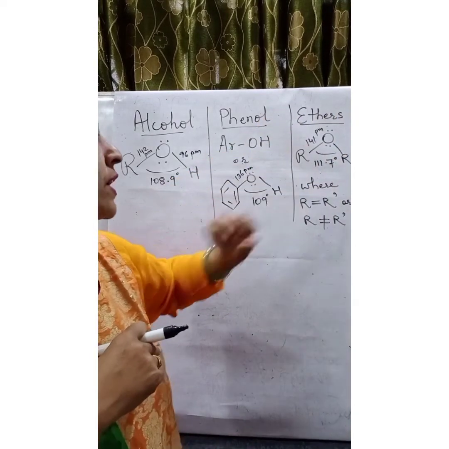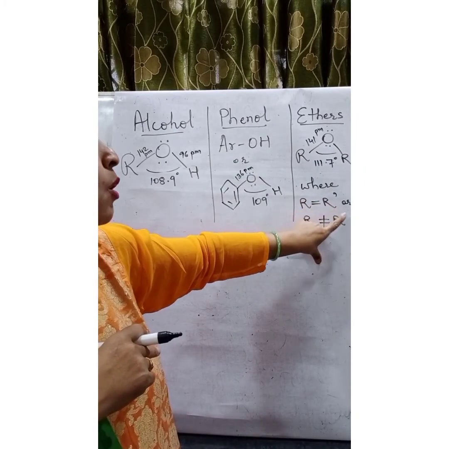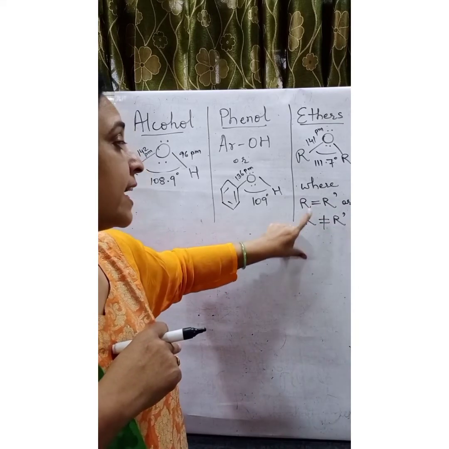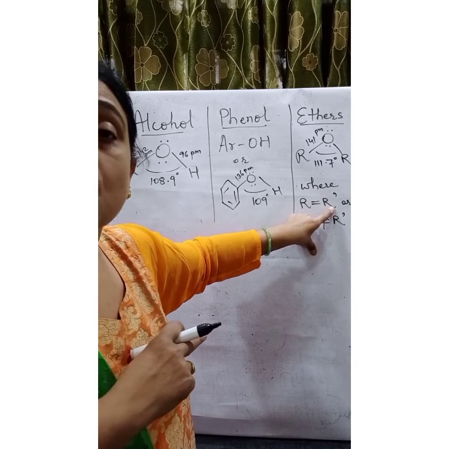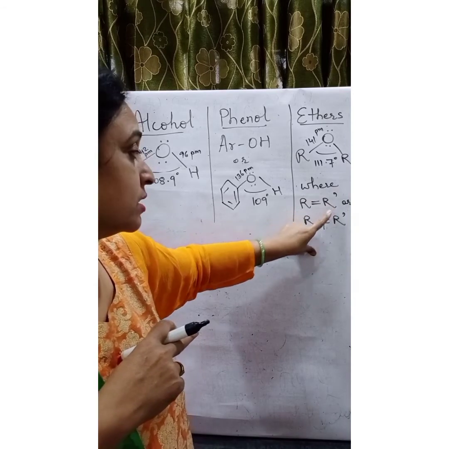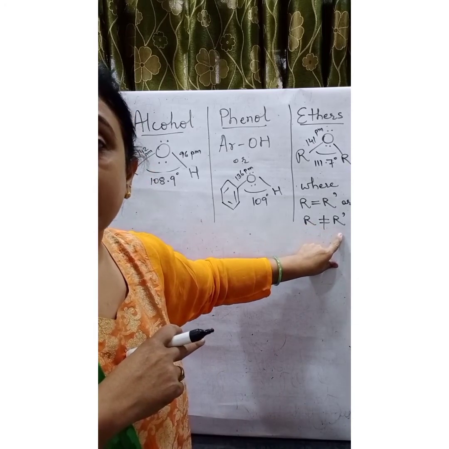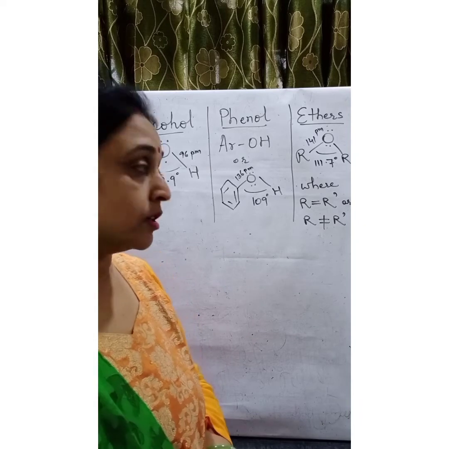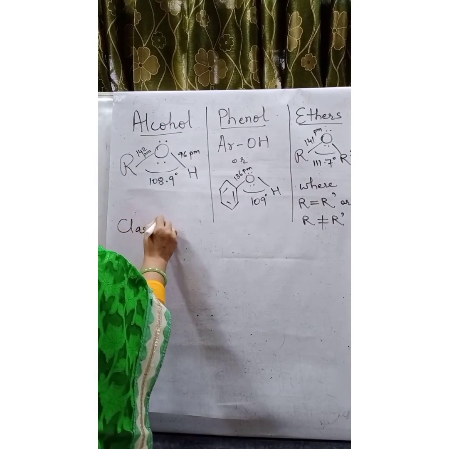In case of ethers, R is equal to R dash or R is not equal to R dash. In case R is equal to R dash, ethers are called as symmetrical ethers, and wherever R is not equal to R dash, such ethers are called as unsymmetrical ethers. Now let us see the classification of alcohols.